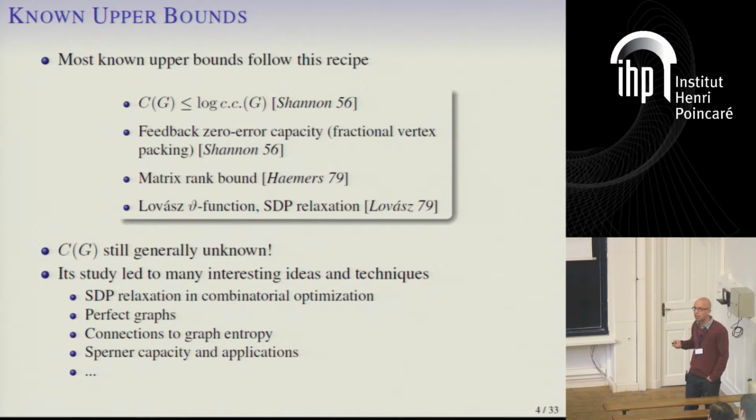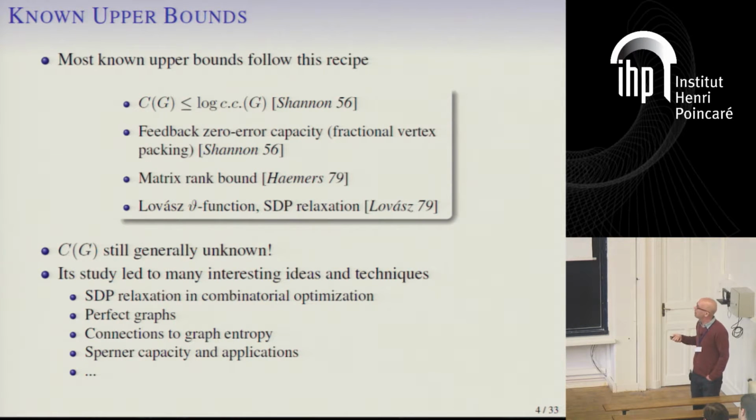Now, as I mentioned, the zero-error capacity in general is unknown. It's even unknown in very small examples, most notoriously maybe for the cycle over 7 vertices. But the study of the zero-error capacity led to many interesting ideas, most notably probably the SDP relaxation idea of Lovász that is used extensively in combinatorial optimization, the idea of perfect graphs and the perfect graph theorem, connections to graph entropy, Sperner capacity and its application in extremal set theory, and many others.